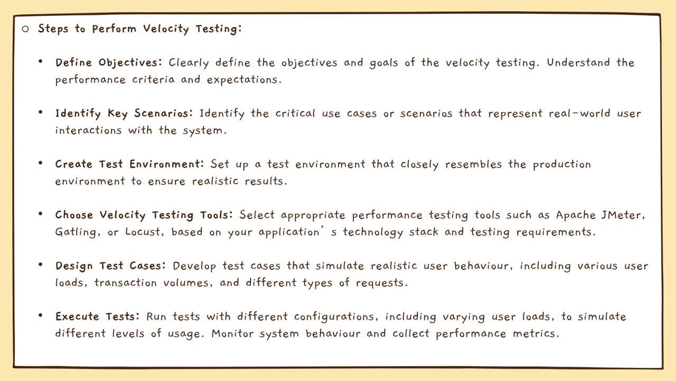Choose velocity testing tools. Select appropriate performance testing tools such as Apache JMeter, Gatling, or Locust based on your application's technology stack and testing requirements. Design test cases. Develop test cases that simulate realistic user behavior, including various user loads, transaction volumes, and different types of requests. Execute tests. Run tests with different configurations, including varying user loads, to simulate different levels of usage. Monitor system behavior and collect performance metrics.